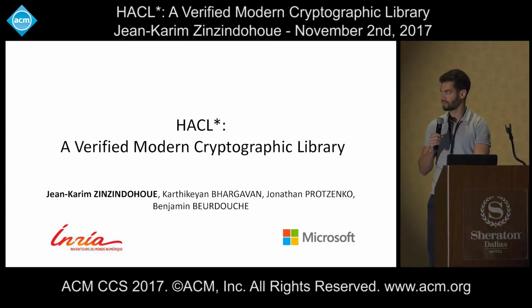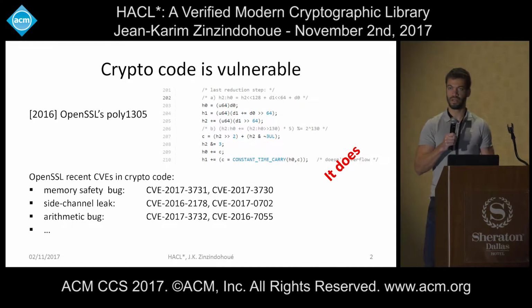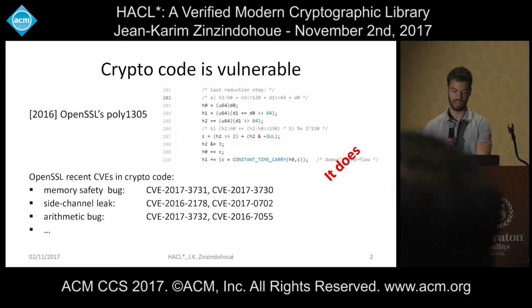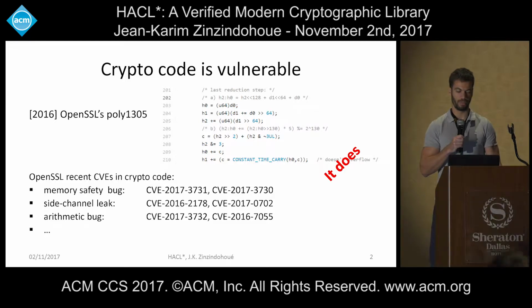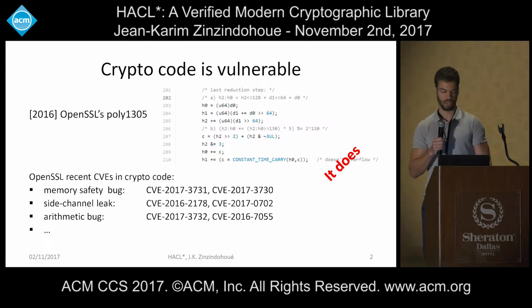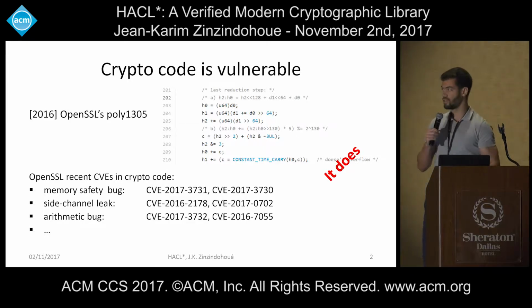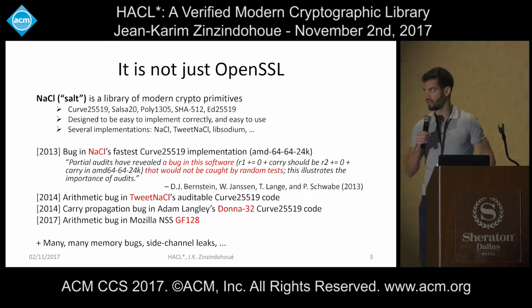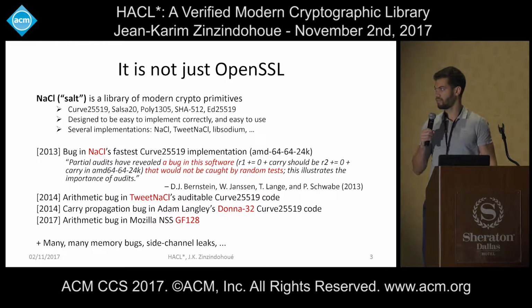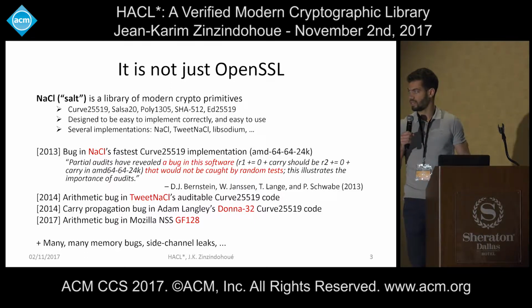at Microsoft Research. So it will not come as a surprise that crypto code is vulnerable, even if it appears somewhere in the comments that something doesn't happen, because well, sometimes it does, and humans are not perfect. So OpenSSL has shown to have a bunch of problems for memory safety, side channel, and even arithmetic just over the past year. And unfortunately, this is not just OpenSSL, which is a big and old library. Salt, which is much more modern and recent, also has had some flaws. And like the NSS library, which is Mozilla's library, and so on and so forth.